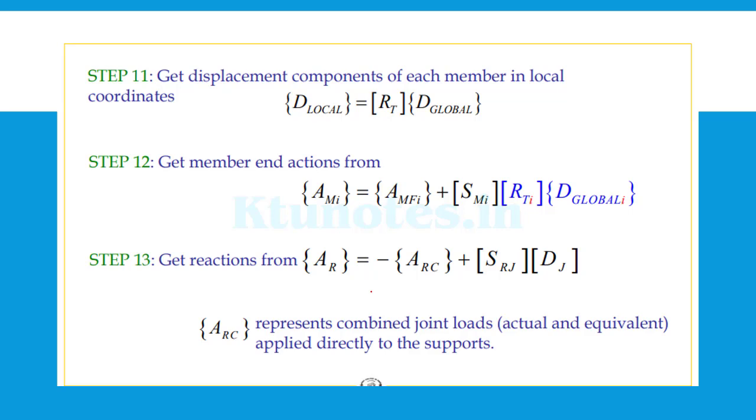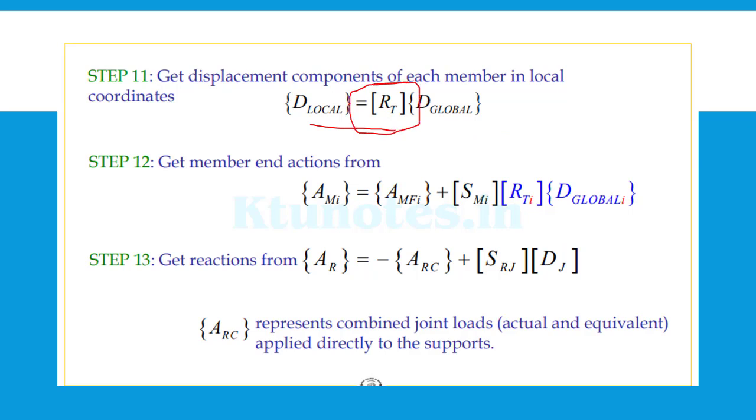As step 11, get the displacement components of each member in the local coordinate. That is d local is equal to R transpose into d global, which is a known equation connecting the global displacement and the local displacement with the rotation matrix.